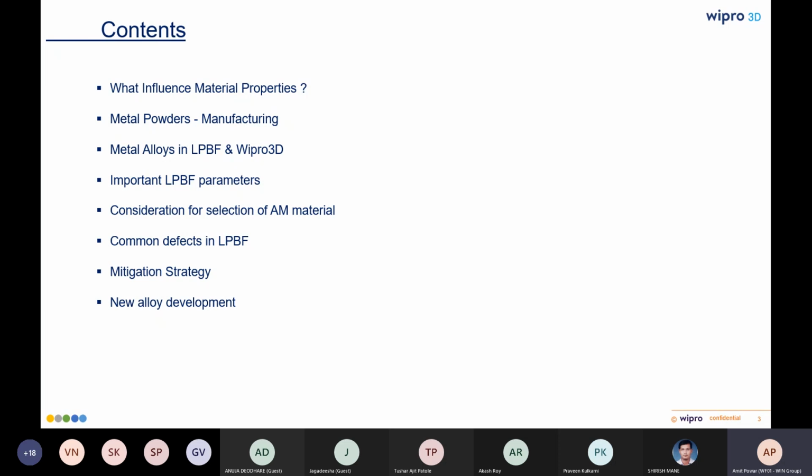And then considerations for selection of AM materials. There are some guidelines while selecting AM materials that I will talk about. And then what the common defects are, and what the mitigation strategies are. And if we have to develop a new material, how new materials can be developed. I will go into the details of that.